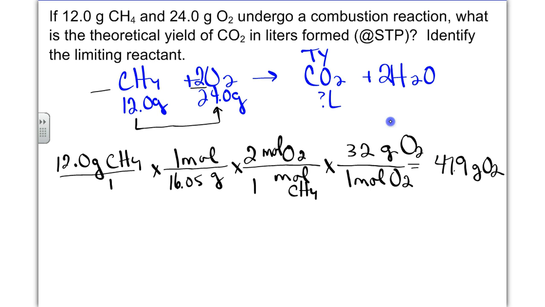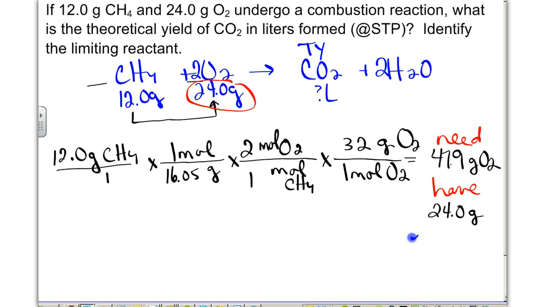And so now we want to compare, where this is the amount that we need. However, the amount that we have given to us is the 24.0 grams. And so if we look at these, if I need 47.9 but I only have 24.0, this is going to make our oxygen the limiting reactant. Therefore, we're going to use our limiting reactant in order to find our final answer.